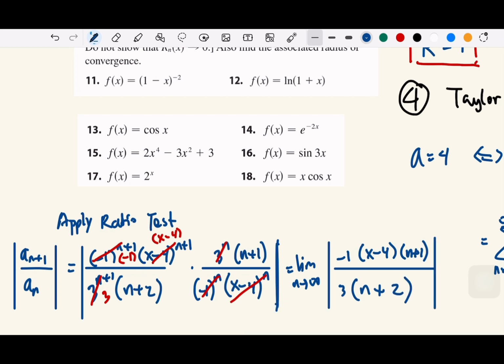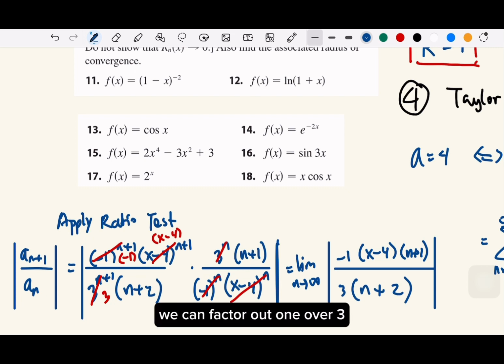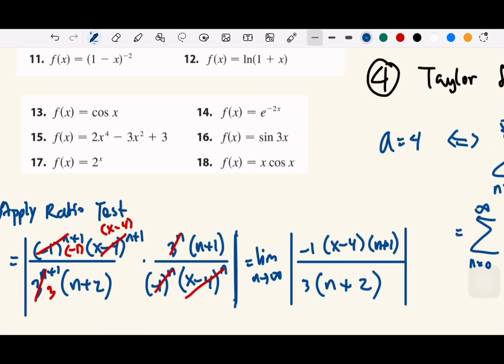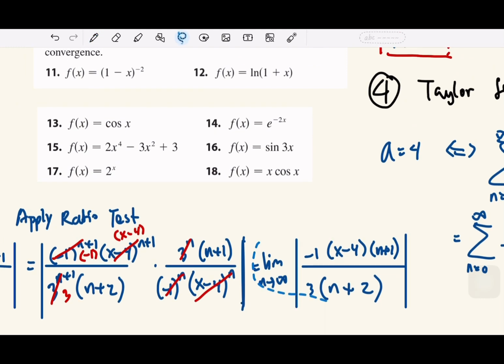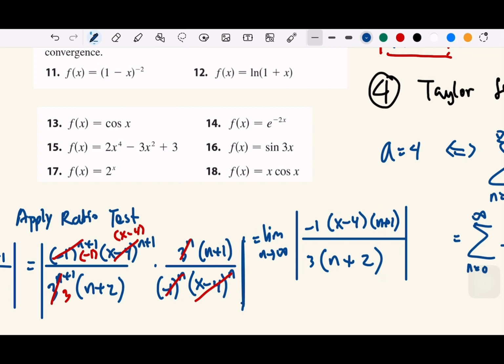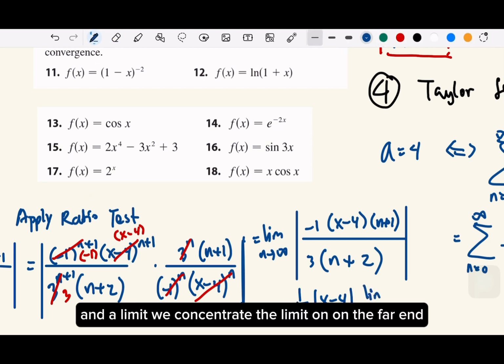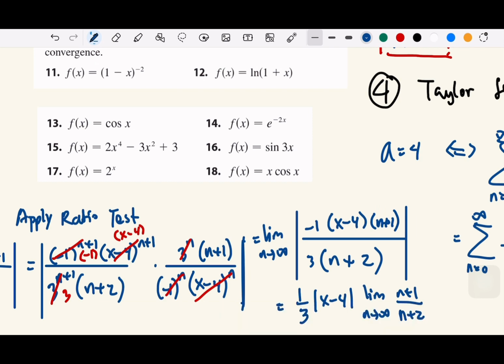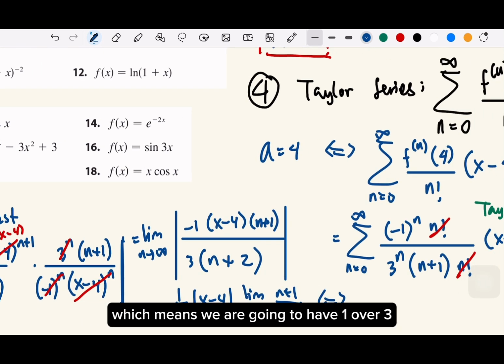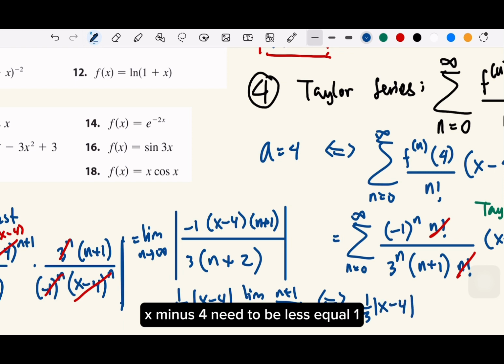Okay, we can factor out 1 over 3. I think we can make it a little bit closer there. So 1 over 3 we can take out, and then x minus 4, and then the limit. We concentrate the limit only on n, and the limit value is the same as before, so it's equal to 1, which means we are going to have 1/3 times the absolute value of x minus 4 needs to be less than or equal to 1.